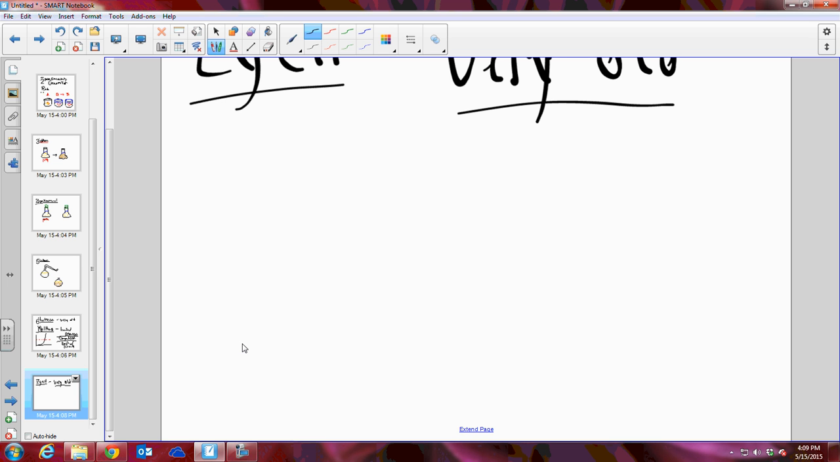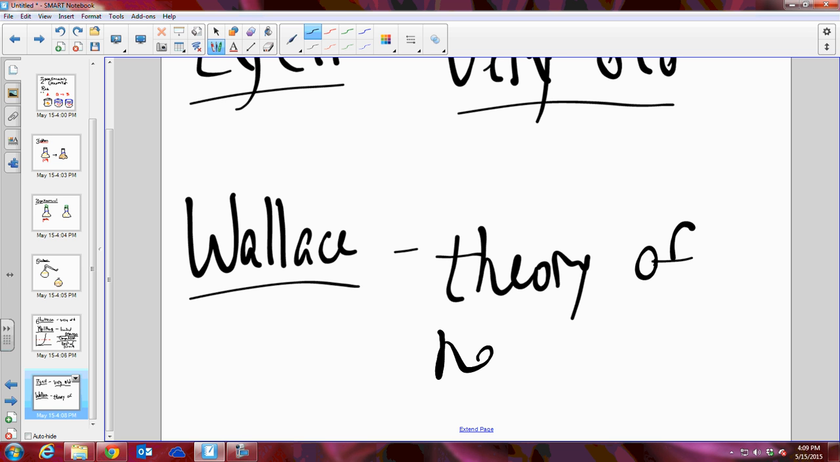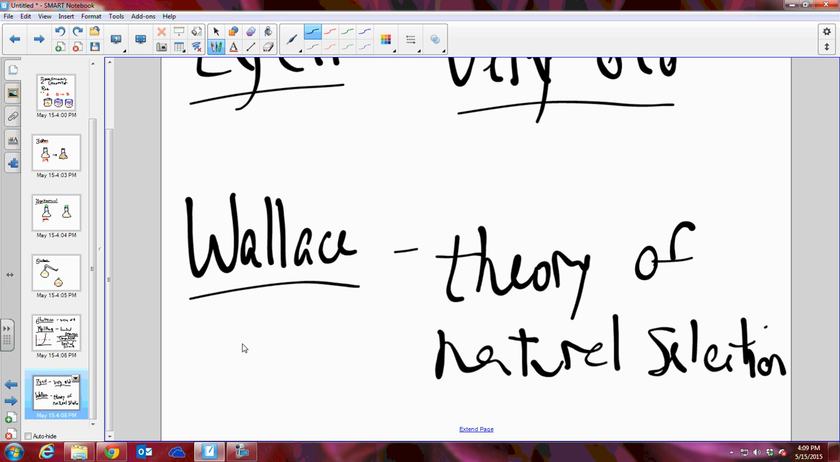Well, at the same time that Darwin was coming up with his ideas on natural selection, another man by the name of Wallace was coming up with his ideas as well. And his ideas were very similar to Darwin's, and he had his own theory of natural selection. And Darwin actually read his work before he published his own book on the origin of species.